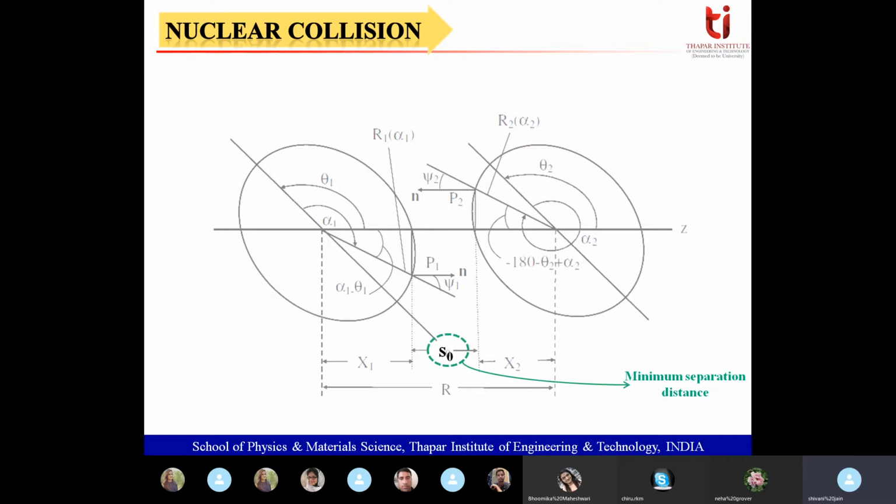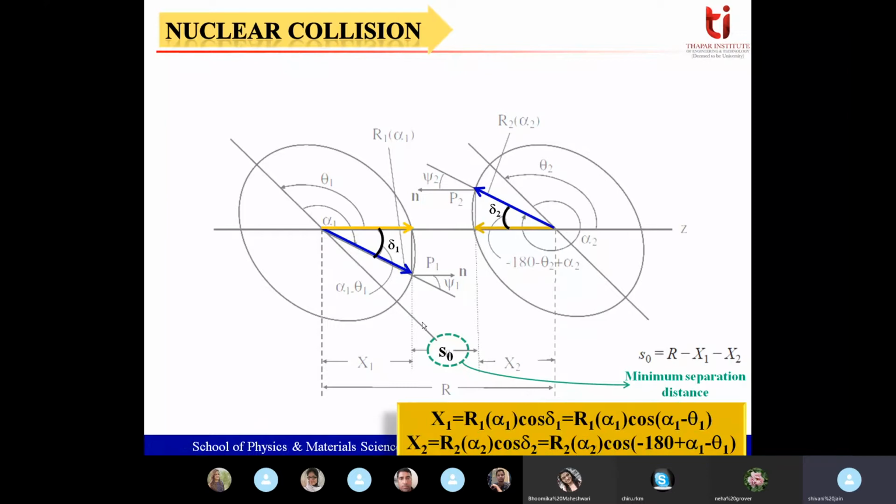Now, how do we determine this value? Before that, first it is expressed as S naught equal to capital R minus x1 minus x2. Now, what are x1 and x2? In this figure, I have shown here the blue line, which is the radius vector, and the yellow line is the projection of these radii on the collision axis. That's why x1 and x2 are expressed as a function of cosine functions with angles delta.